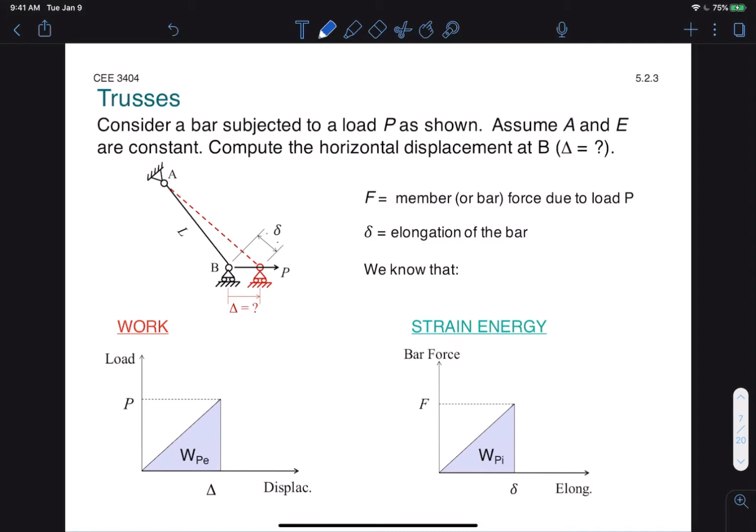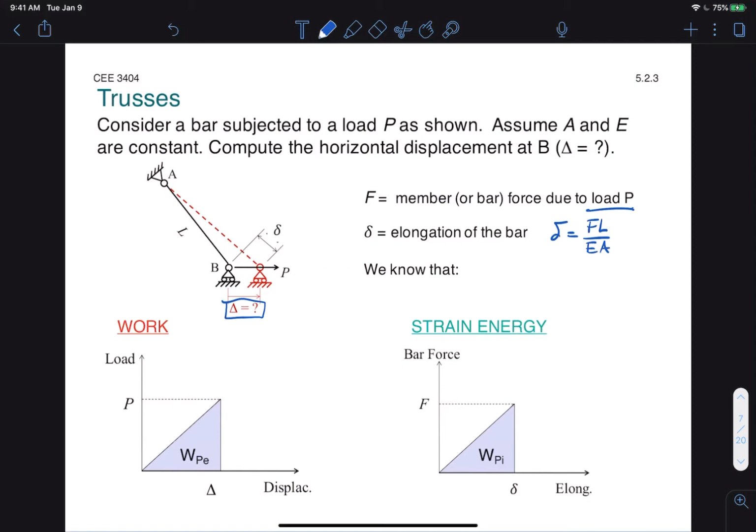And to do that, let's look at a very simple system. A single bar subjected to a load P, as you see here. And we're interested in computing the horizontal displacement at B, which we're calling big delta. F will be our member or bar force due to the externally applied load P. Small delta will be the elongation of that bar. And we know from before that delta is equal to F times L over EA.